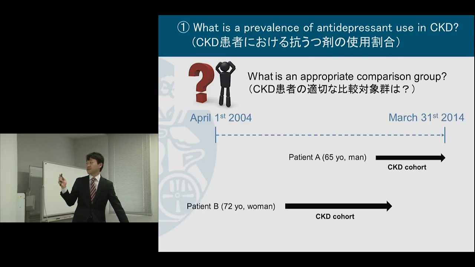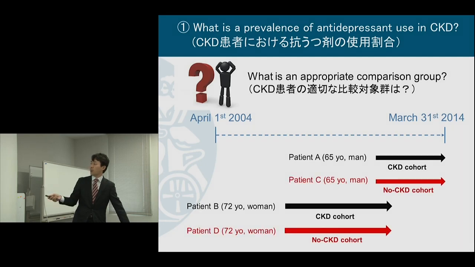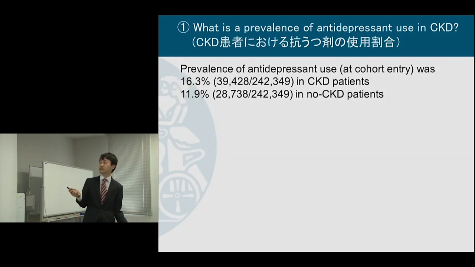This is a graphical presentation explaining the same. This is the CKD cohort, and I selected randomly a patient with the same age and sex at the same timing of cohort entry and made a comparison group, the no CKD cohort. Then I compared the prevalence of antidepressant use between the groups. This was 16.3%, as I said earlier, and in the comparison group, this was 11.9%.